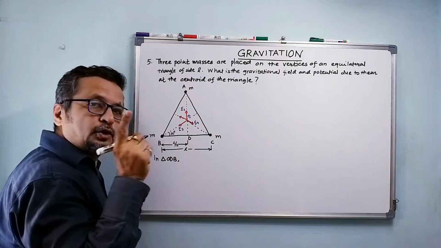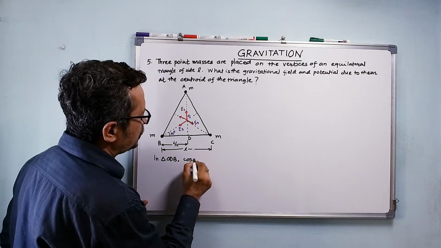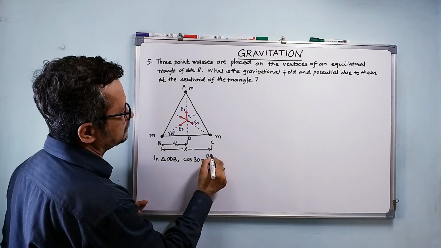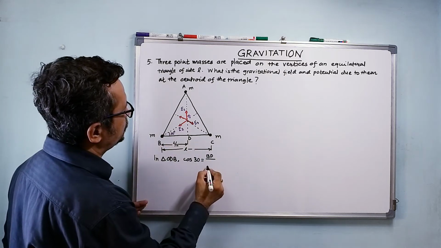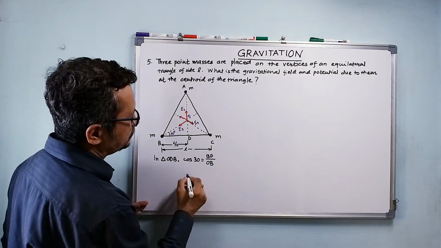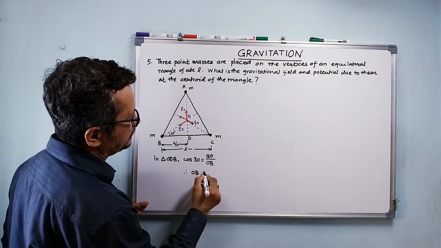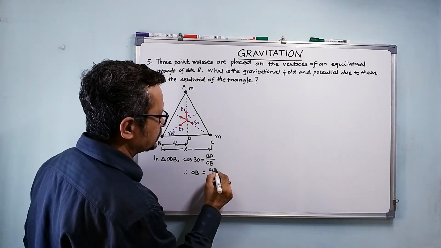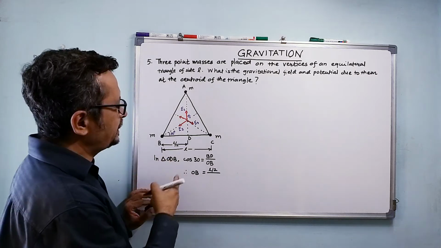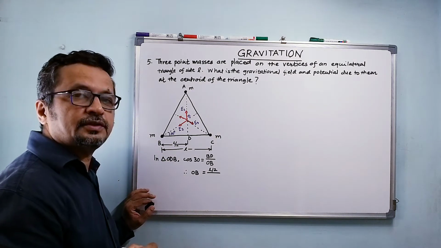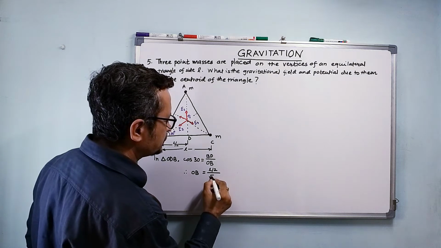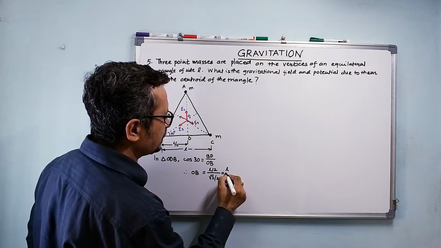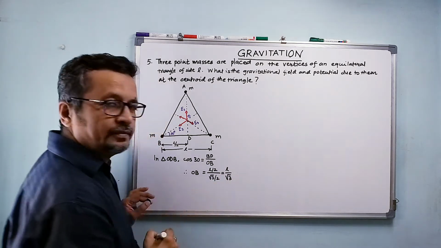So I take cos 30 is equal to adjacent, that is BD, upon hypotenuse OB. So that means OB is equal to BD. Now what is my BD? My BD is L by 2 divided by cos 30. Now what is cos 30? It is root 3 by 2. So my side OB is equal to L upon root 3.